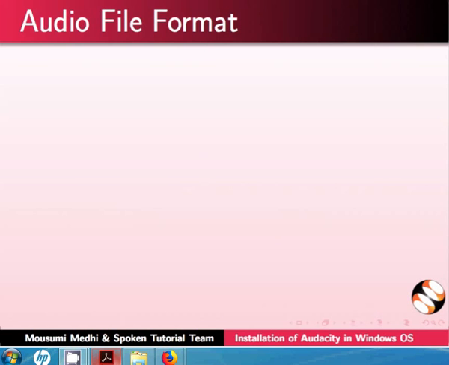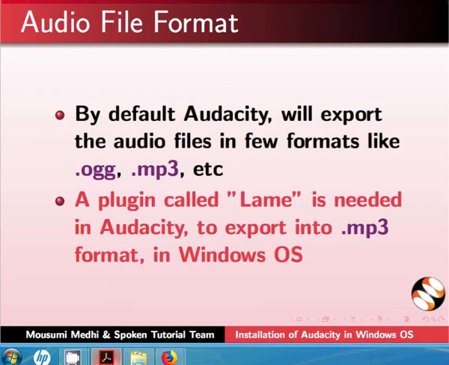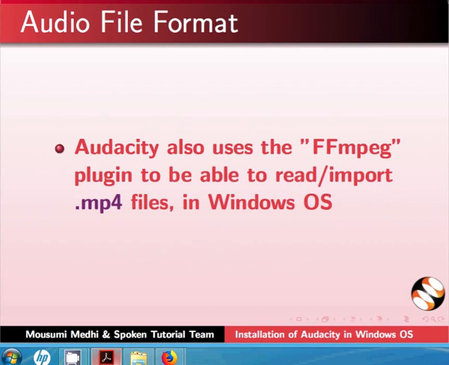Some important things to know about Audacity. By default, Audacity will export the audio files in a few formats like OGG, MP3, etc. A plugin called LAME is needed in Audacity to export into MP3 format in Windows OS. Audacity also uses the FFmpeg plugin to be able to read or import MP4 files in Windows OS.